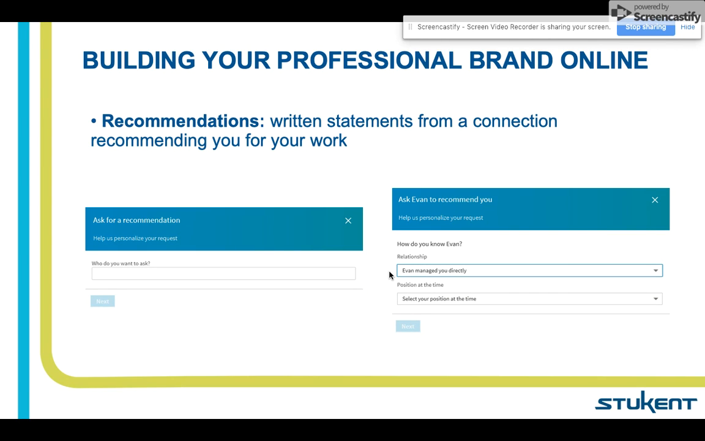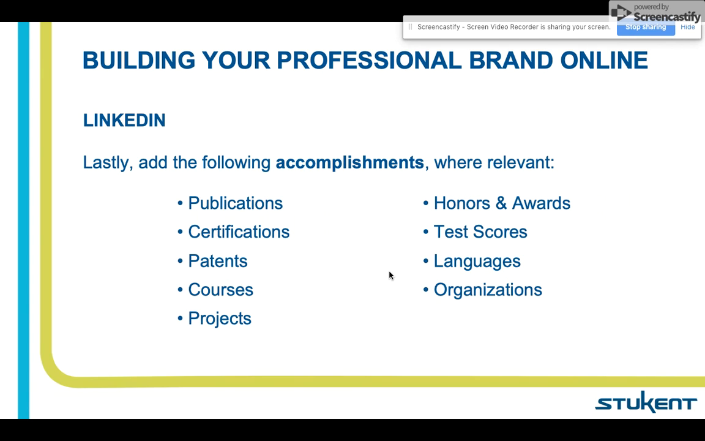Then the next space is recommendations. It's really nice to get recommendations, because when other companies see that you have recommendations from someone who's recommending your work, they're more likely to want to hire you or are more interested in you if you have other people that are able to back up that experience.